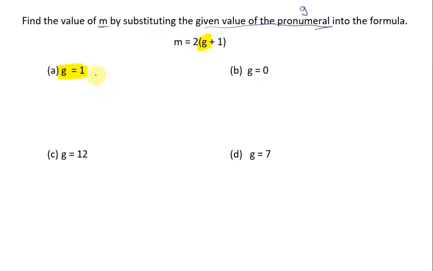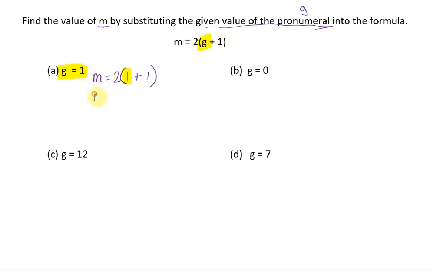So what we do is we rewrite our formula, m equals 2, bracket, but instead of g, now we put in our number, which is 1 for us. 1 plus 1. So I'll put that the same color. And you can see that the formula that we just wrote, m equals 2, bracket 1 plus 1, close brackets, is exactly the same as this formula, except instead of the g, we have a 1. We substituted our 1 in there. Now let's find out what m is.